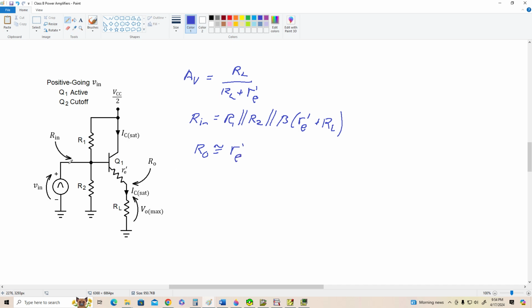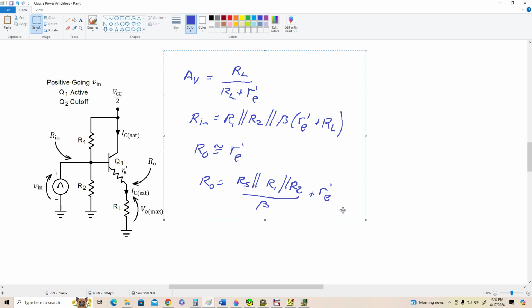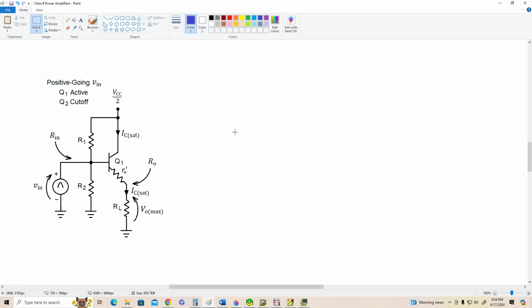If there's a significant source resistance, then we're going to see Rout equal to RS in parallel with R1 in parallel with R2, divided by beta, plus little r'e. We're going to have to account for this base stuff. All right, so those are our small signal characteristics for this amplifier. Now let's figure out the large signal characteristics. That is the maximum current that we're going to get and the maximum power out.